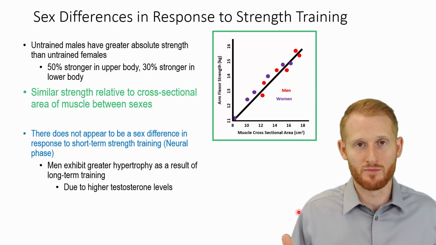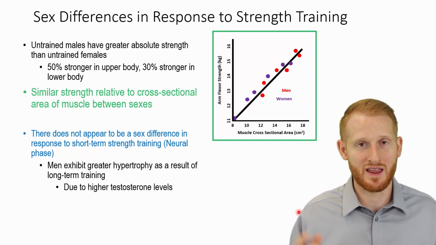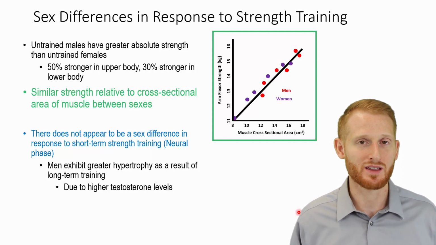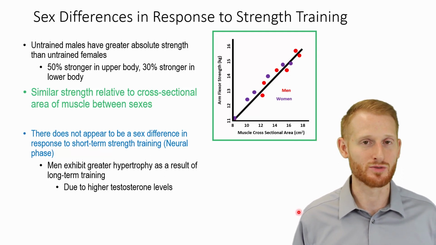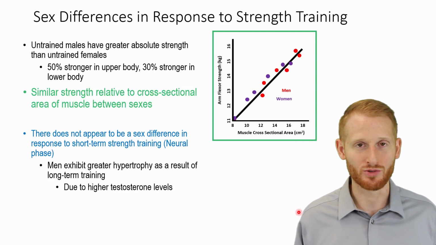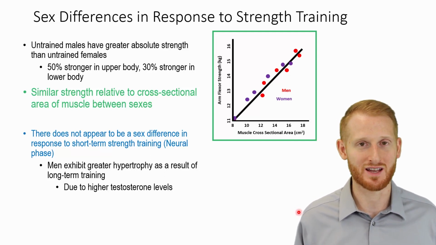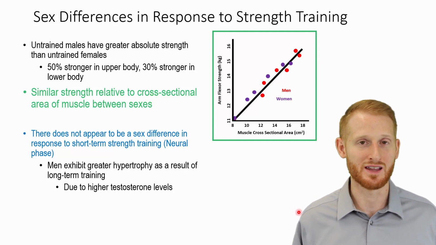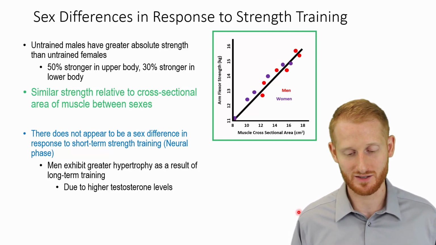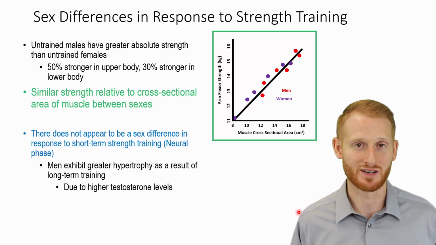So for the first month or so, both men and women are going to be relying primarily on nervous system adaptations to improve their strength, and that's not going to be altered by whether or not they have testosterone. So the improvements early on in a training regimen are going to be about the same between men and women, and so it's not until later that those differences are going to come out.